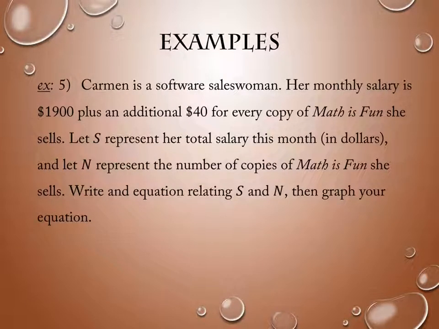Here's our next one. Carmen is a software saleswoman. Her monthly salary is $1,900 plus an additional $40 for every copy of Math is Fun that she sells. Let S represent her total salary this month in dollars, and let N represent the number of copies of Math is Fun that she sells. Write an equation relating S and N, and then graph our equation.